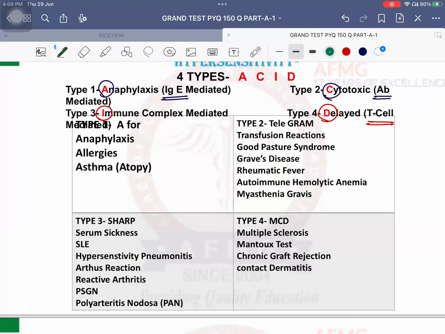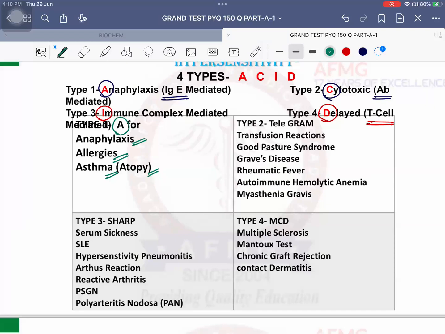Type 1 के लिए पूरे A याद रखते हैं. That is A for anaphylaxis or anaphylactic shock, A for allergies, A for asthma, A for atopy. That means any kind of atopy. That means what are the conditions associated with asthma or atopy? Atopic dermatitis in the patient, allergic rhinitis in the patient, hay fever in the patient, ठीक है, and lastly bronchial asthma. These are the 4 conditions which are atopic. एक patient में हो सकते हैं, एक family में हो सकते हैं जिनमें atopy है, ठीक है.